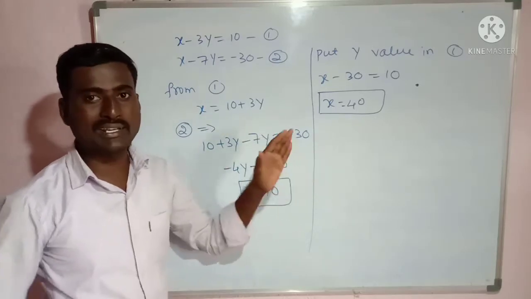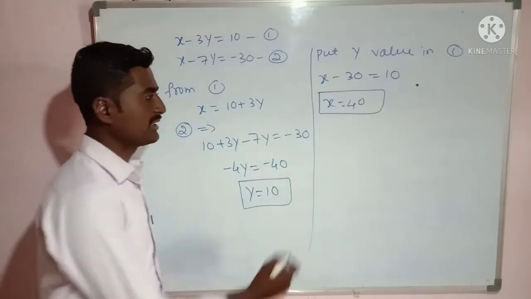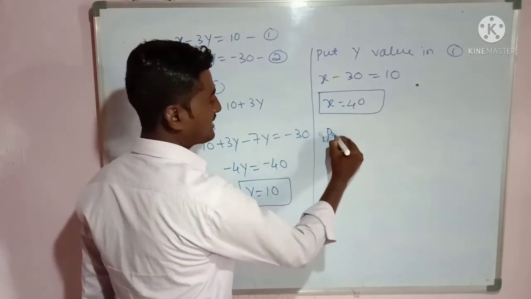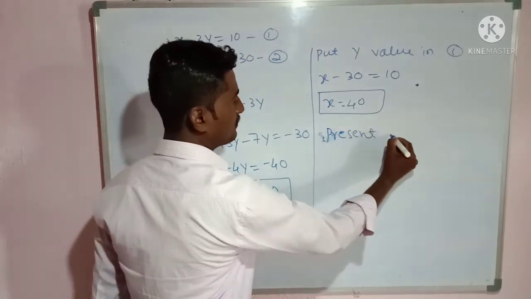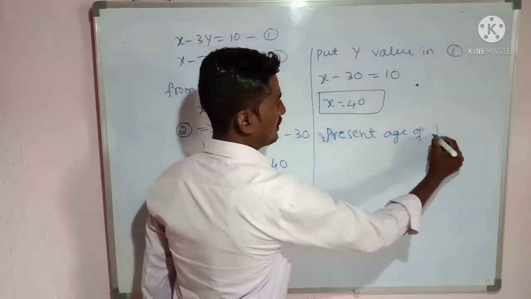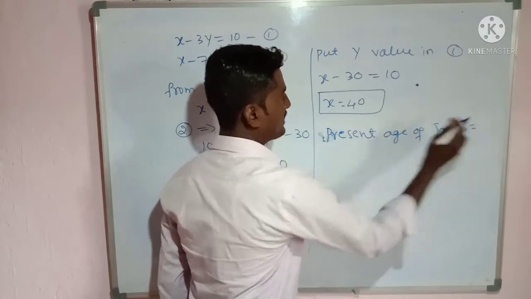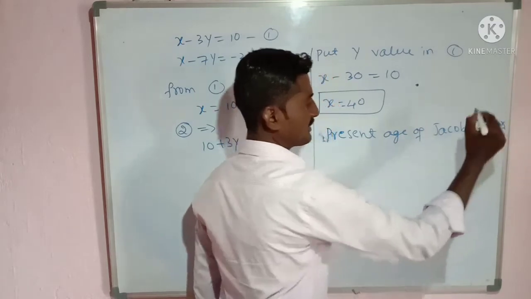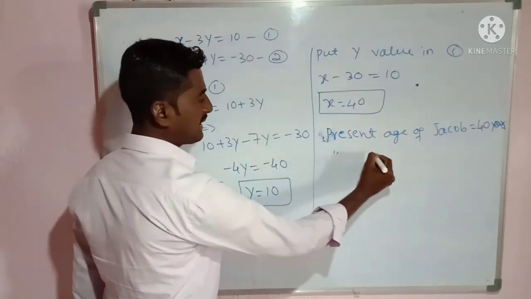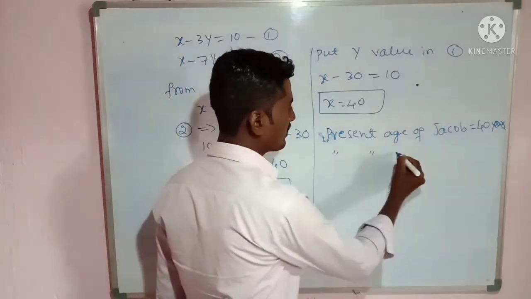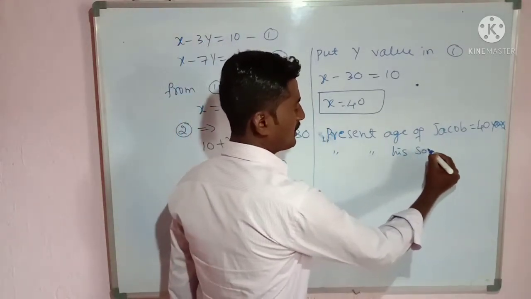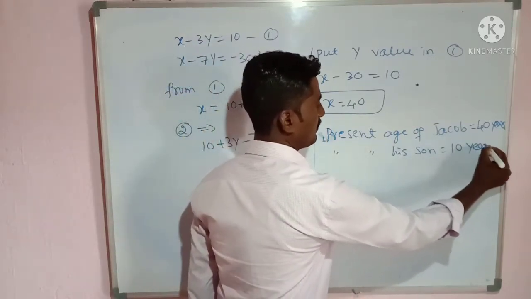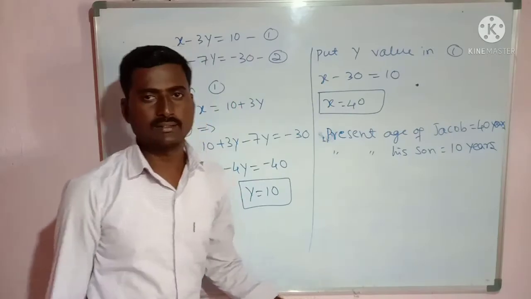But now we have to write the conclusion. What is that? Present age of Jacob you can write. Present age of Jacob is equal to how much? 40 years. In it also should write 40 years. Similarly, present age of Jacob's son is equal to how much? 10 years. Okay. This is how we can solve it.